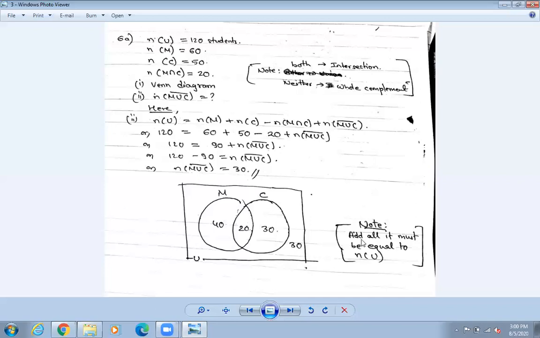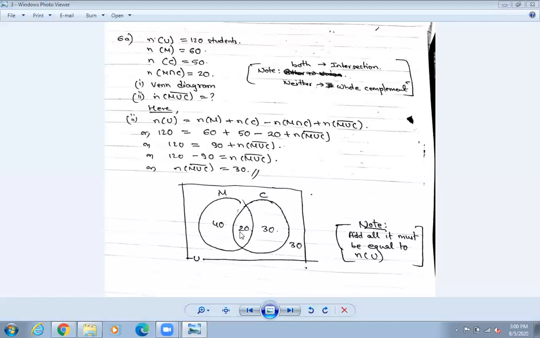Then after that we need to add all these things. When we insert inside the Venn diagram, we need to start from the intersection. What is the intersection over here? Where do we see the value of the intersection, sir? So let us see from here. The value of intersection is 20.